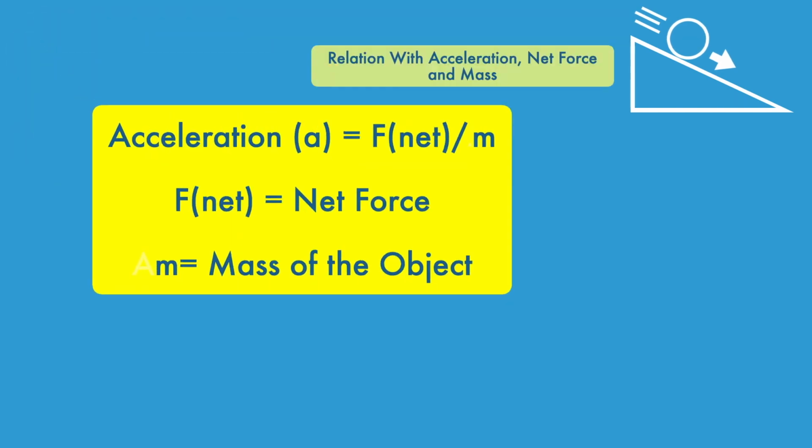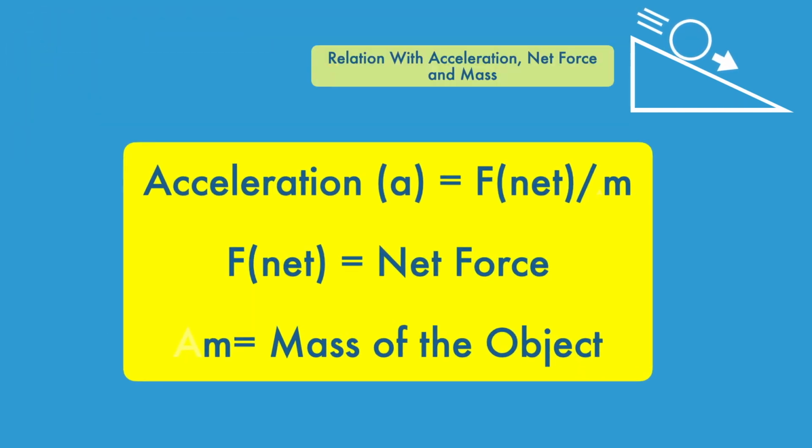Newton's second law describes the effect of net force and mass upon the acceleration of an object, often expressed as the equation of acceleration, a equals F over m. This we will see in Newton's second law.